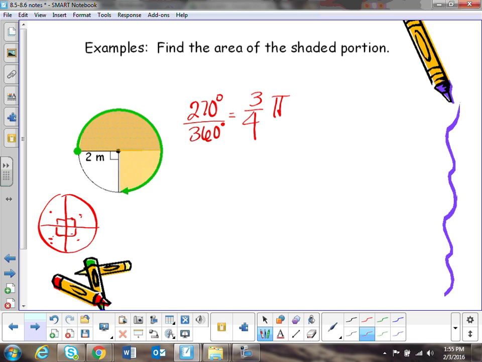Then you have 5. What's 2 squared, y'all? 4. What happens next? So x is the shaded area. Yes, multiply across, but what can you do even a little bit quicker? I think I heard somebody say it. Cross simplify.